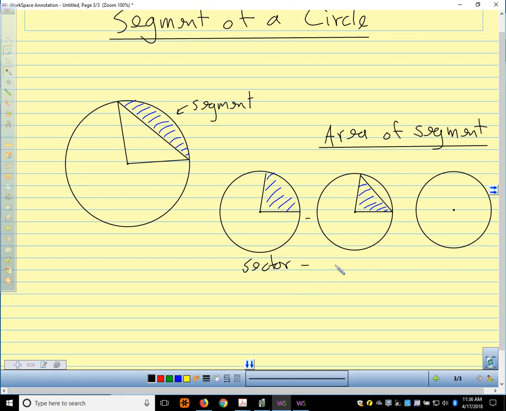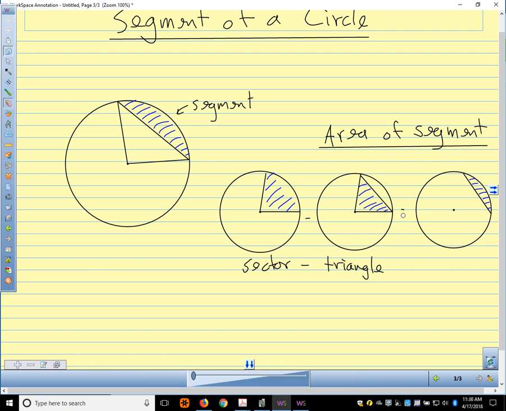And we're going to subtract those. So the area of the sector is this whole thing. We're going to subtract the area of the triangle, and that's going to leave us with the area of the segment. So the sector minus a triangle equals the segment.